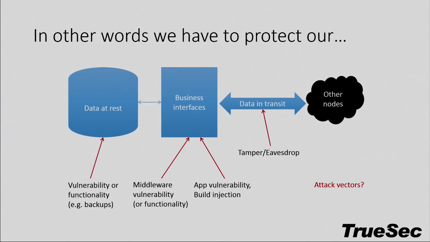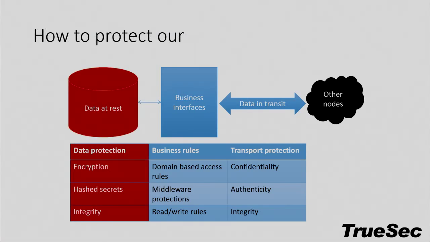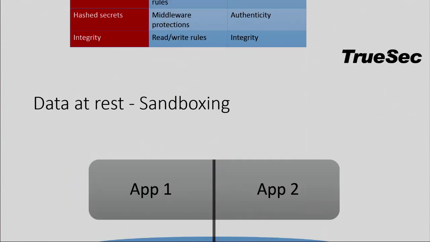And we will have probably a bunch of attack vectors on each of these, like vulnerabilities in the storage unit, or middleware vulnerabilities, someone tampering with our data, injecting something in our build process to destroy our application, or something like that. So we're going to talk about the different classes of protection for these problems, starting with data at rest in this case. So let's look at data at rest.